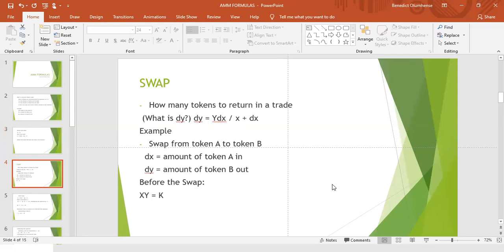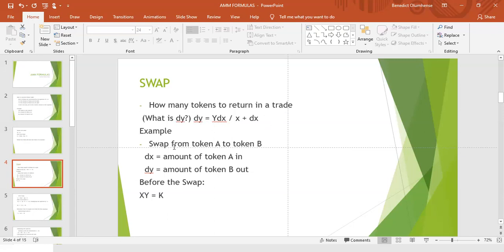If we're thinking about swapping tokens in an AMM, we're actually swapping for dy, which is the change in token B. We're trying to find what dy is, which is equal to y times dx, divided by x plus dx. I'll explain how we got to this equation.